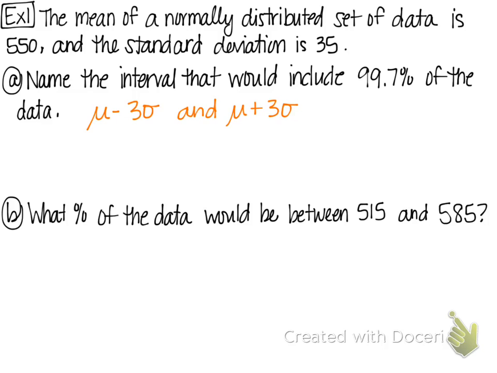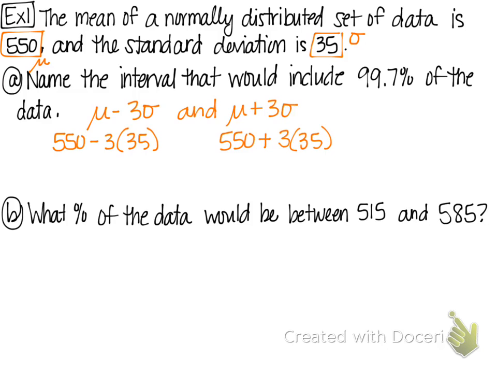Now your mu and your sigma are already given to you. This right here, 550, is our mu because that's our mean, and 35 is our sigma because that's our standard deviation. So all we have to do is plug into these formulas. So we have 550 minus 3 times 35, and then 550 plus 3 times 35. You put those in your calculator. The interval would be from 445 to 655, and that's our interval.